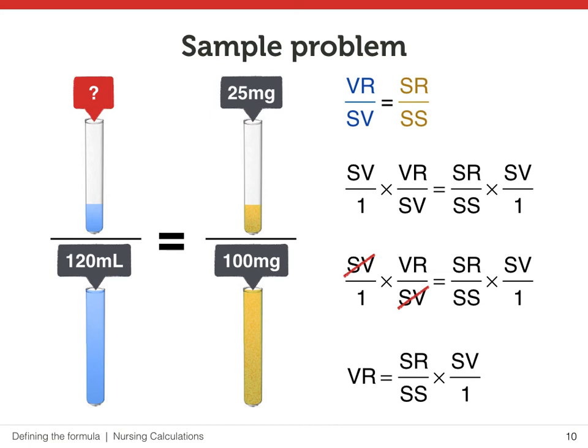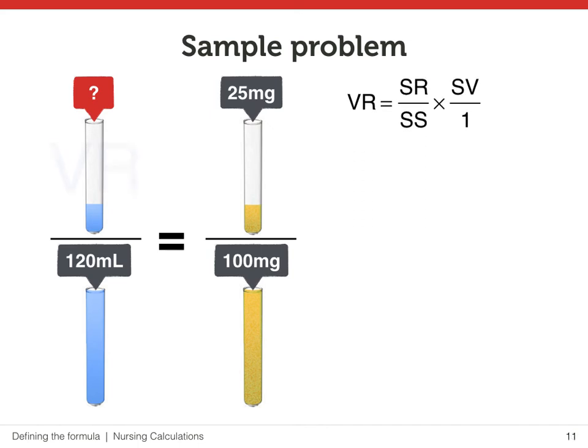This is the form that is most useful for finding the value of the volume required, but the important message behind it is that whatever fraction you need out of the available drug strength, that is the same fraction you need out of the available volume of the medication solution.